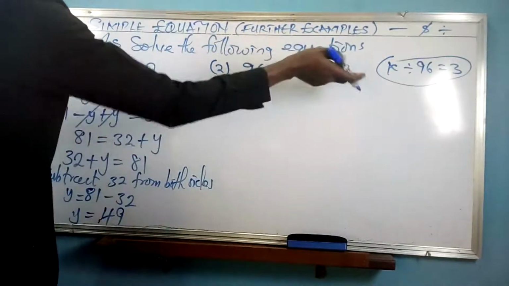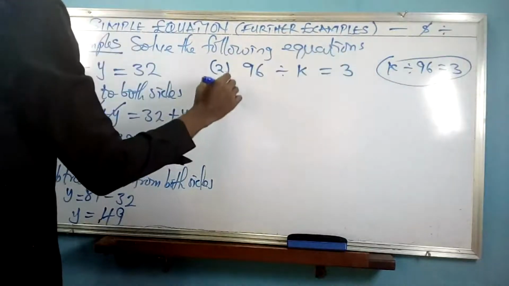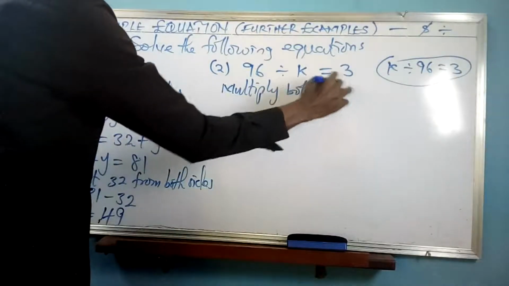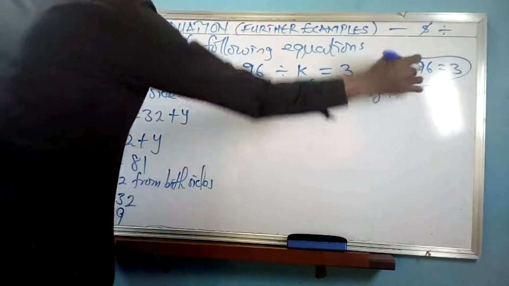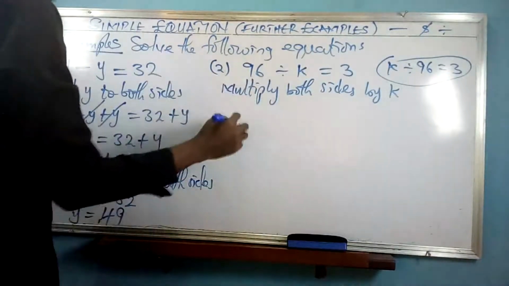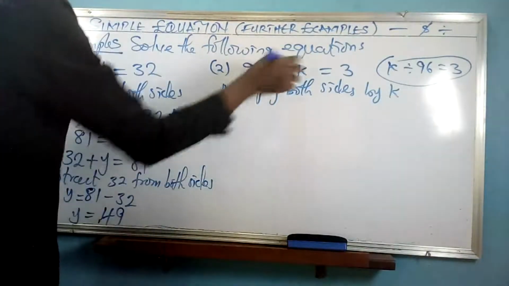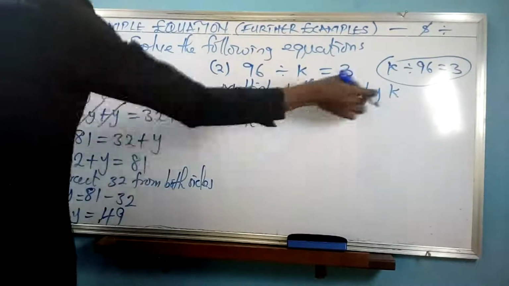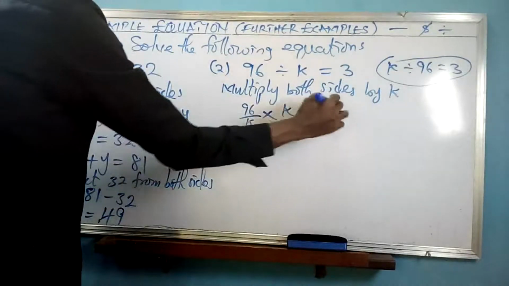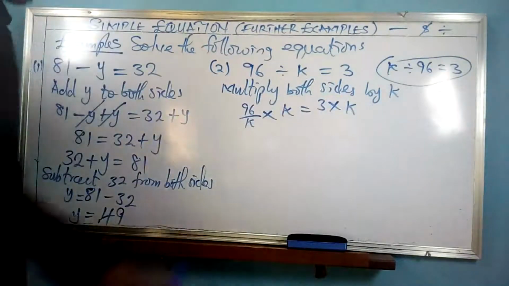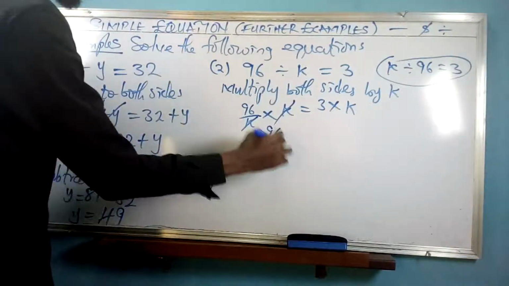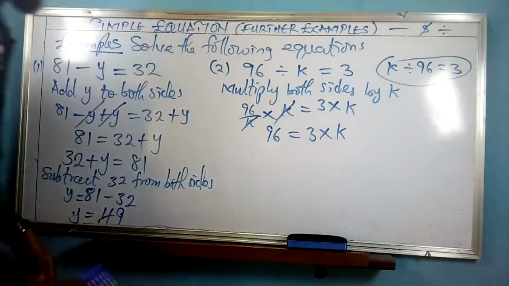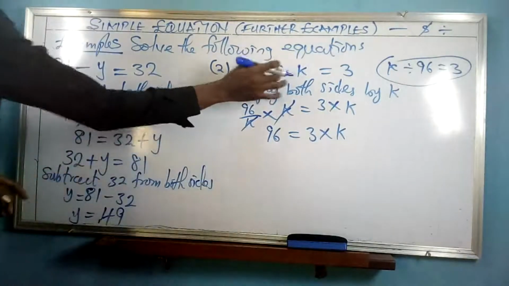How do we do that? This is division. When it's going to the other side, it will be called what? Multiply. So you can now say multiply both sides by k. Don't be confused, it's not the same thing. Don't forget what I said earlier. When we're talking of division, 96 over k times k that you're multiplying with now equals 3 times k. Do we see it now? So this k, we cancel k, you have only 96 here, equals 3 times k. You see how simple it is now? But you have to respect it when it carries the division sign.